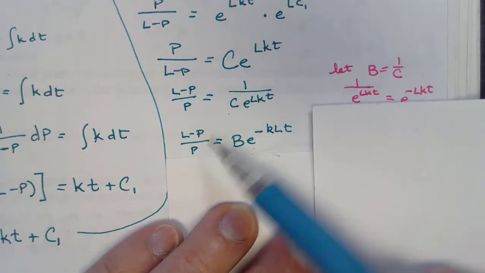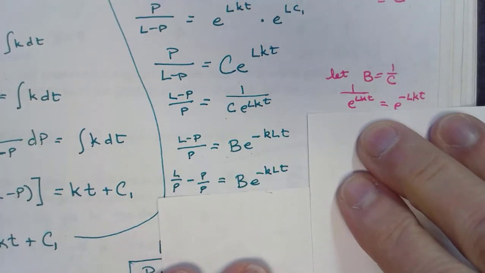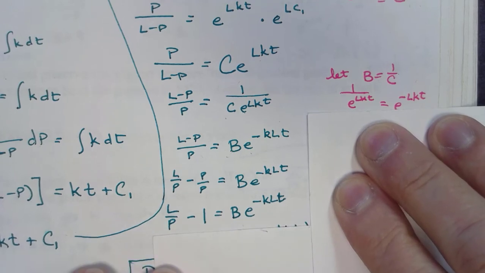So now this over here can become two fractions. We can simplify the P over P.